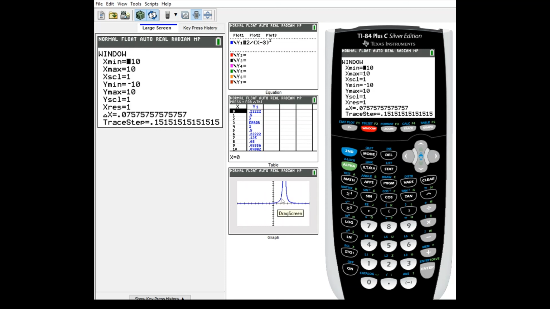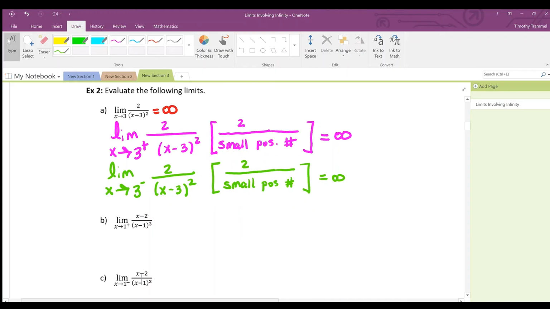I see it. I was going to adjust my windows, but you can actually probably see just looking at that picture that there is a vertical asymptote at x equals 3. And whether we're coming from the left or coming from the right, this thing is increasing without bounds. So we're going to say that that limit is infinite. Go ahead and give yourself a minute and try out parts B and C, and then we'll do those together.